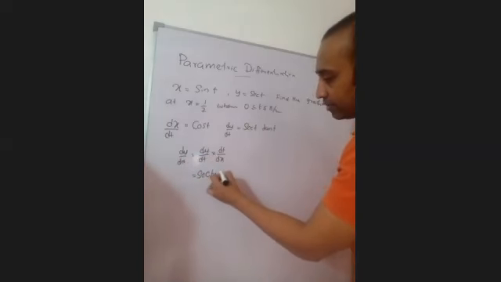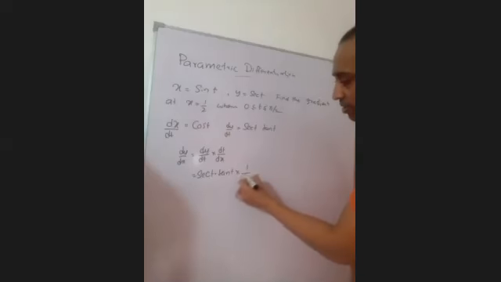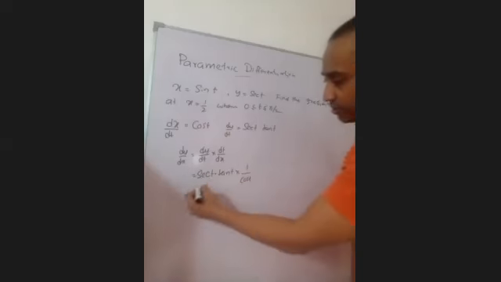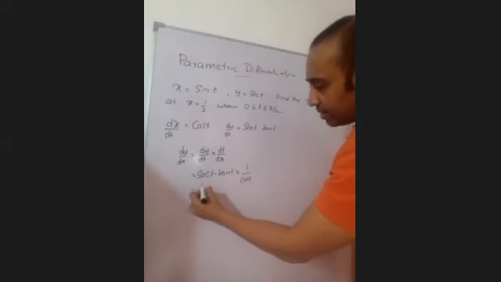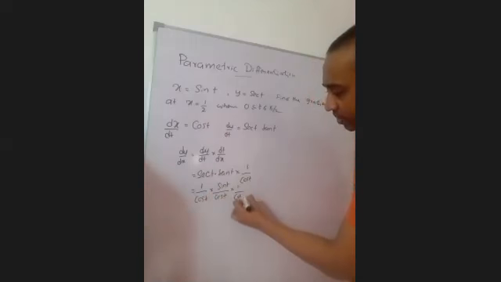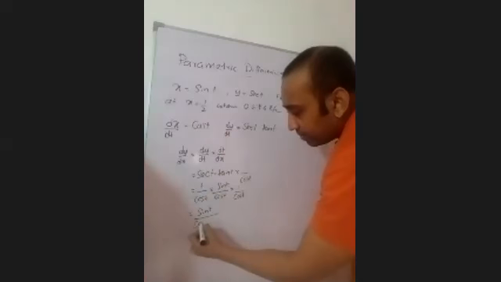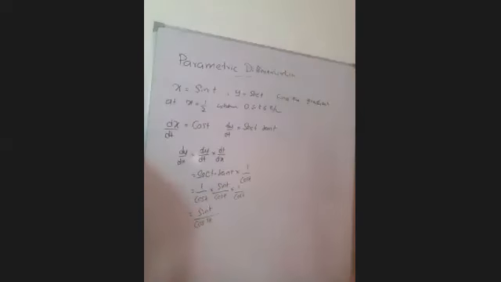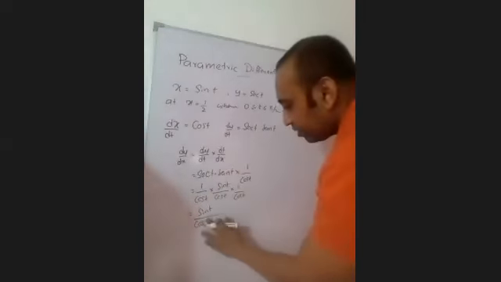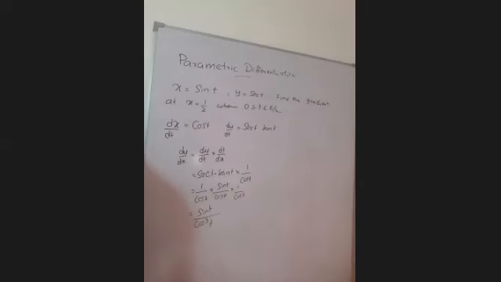Sec t tan t into dt by dx is 1 over cos t. So from here you can say sec t is 1 over cos t, tan t is sin t over cos t, into this is 1 over cos t. So simply you can say this is sin t over cos cube t. Cos cube t, not cos t. It should be cos cube t. Then we need to find the gradient.